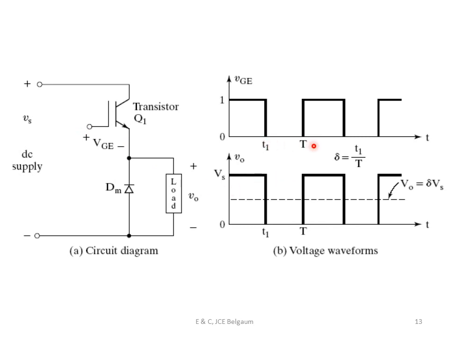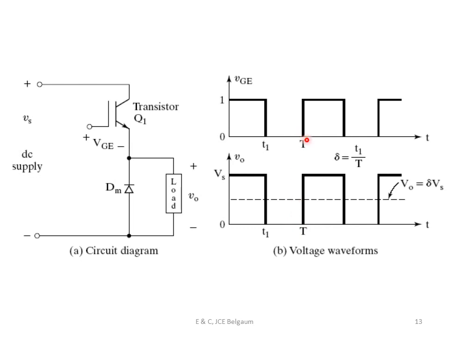Now between T1 and T, the pulse coming to VGE is 0. So what happens? This switch will turn off. When this switch turns off, the input is no longer connected to the load, till the duration T. So from T1 to T, no voltage is applied here, this transistor is off, and hence this supply is disconnected or removed from the load, and hence the output will be 0.